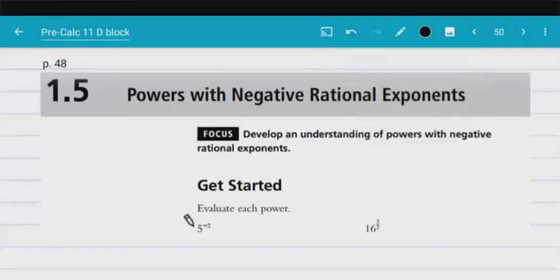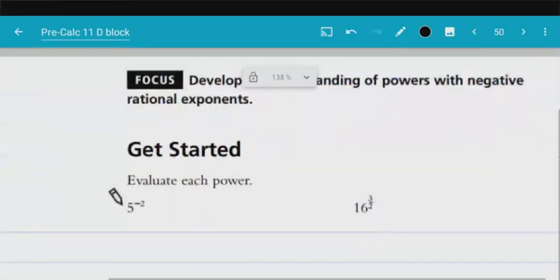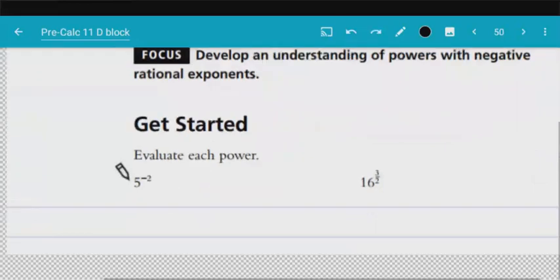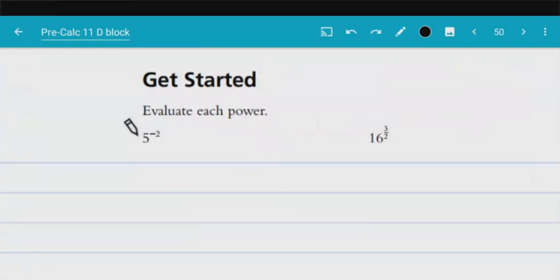To get started, to be able to develop an understanding of powers with negative rational exponents, let's begin with evaluating these powers. Guys, we talked about this before. When you have a negative exponent, what does it mean? Well, if you were to begin with 5 cubed, that is 5 times 5 times 5, right? And 5 squared is equal to 5 times 5. And as you can see, each time I am subtracting 1 from the exponent, you are dividing by 5, right? I don't know if you understand that.